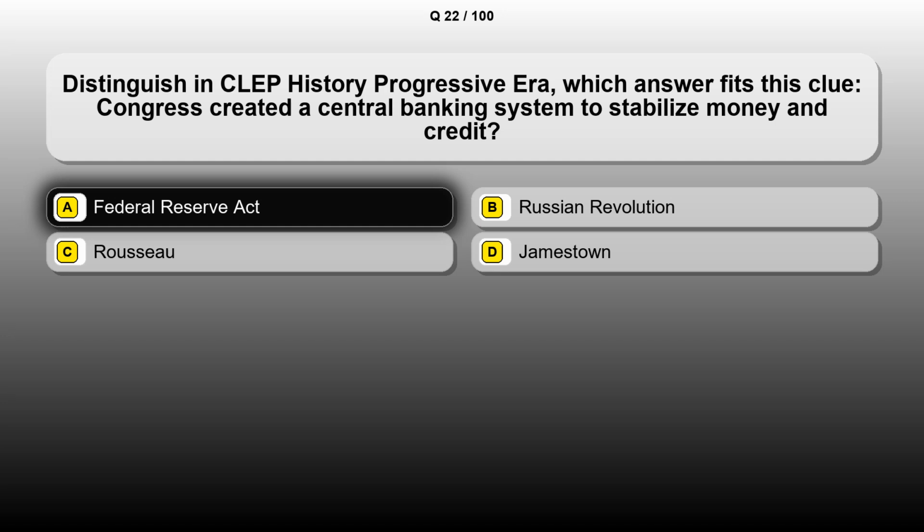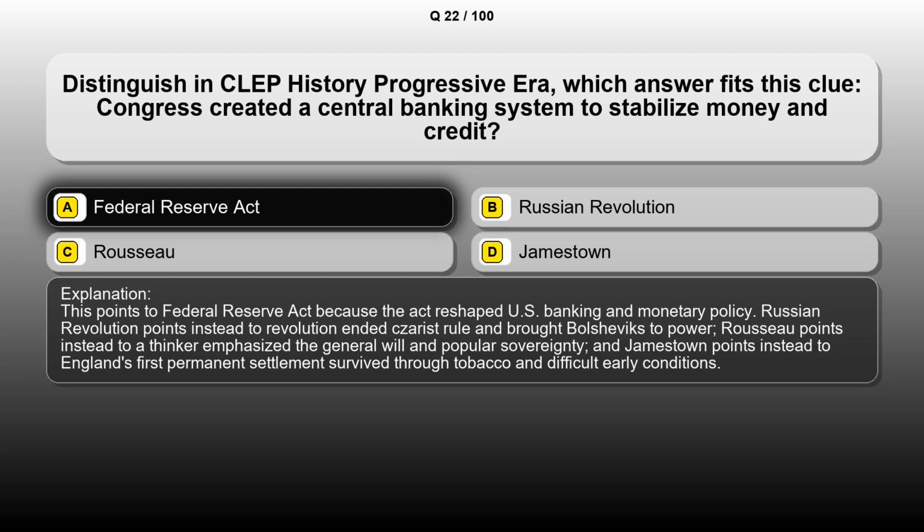The correct answer is option A, Federal Reserve Act. This points to Federal Reserve Act because the act reshaped U.S. banking and monetary policy. Russian Revolution points instead to revolution ended Tsarist rule and brought Bolsheviks to power. Rousseau points instead to a thinker emphasized the general will and popular sovereignty, and Jamestown points instead to England's first permanent settlement survived through tobacco and difficult early conditions.